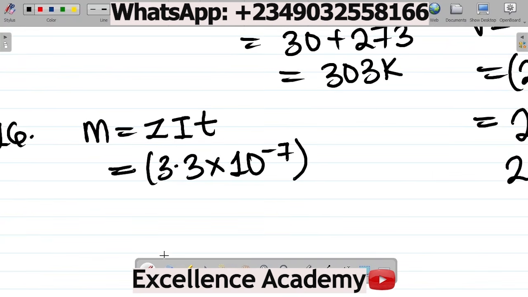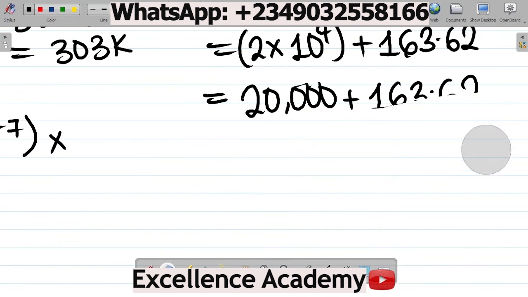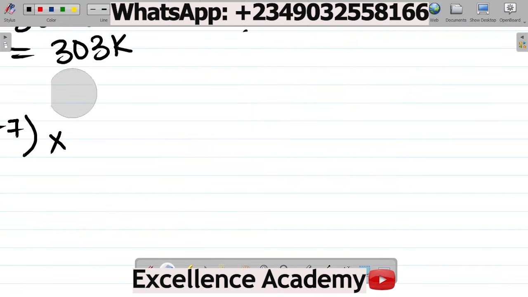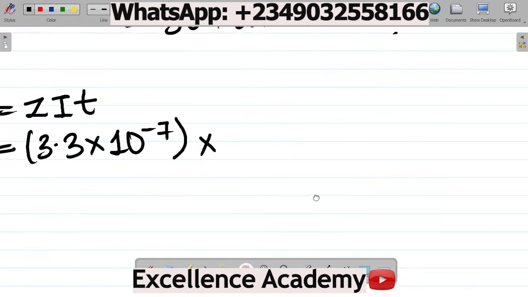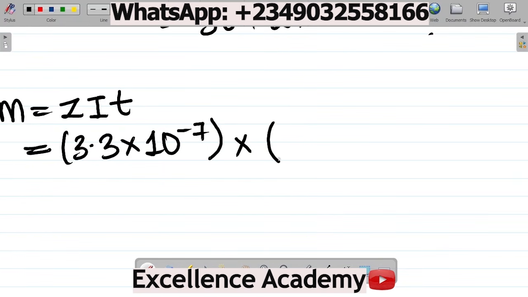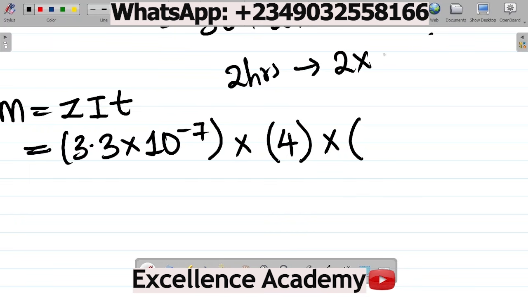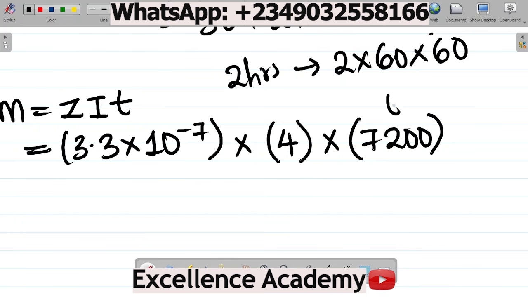So multiply this by the current I. Let me take this one off. So multiplied by the current I. The current given in the question there is 4 amperes. So 4 times the time. The time was given as 2 hours. Let's convert 2 hours to seconds. That becomes 2 times 60 times 60. If you punch 2 times 60 times 60, you have your answer as 7,200. This is the time converted in seconds.